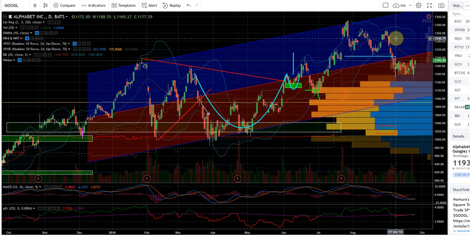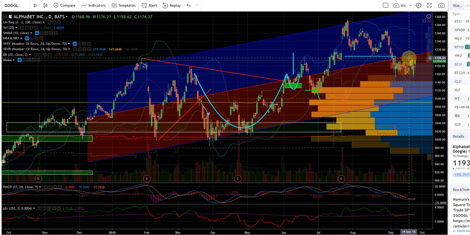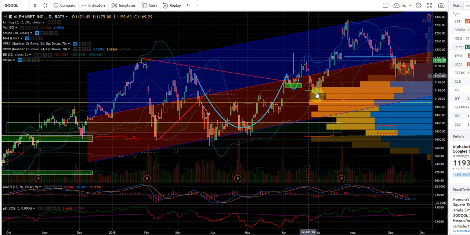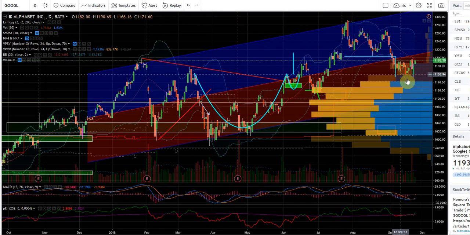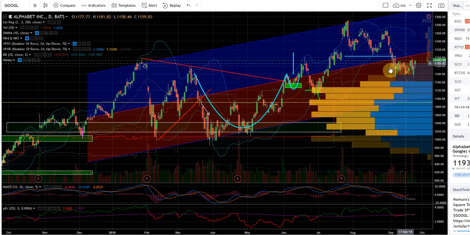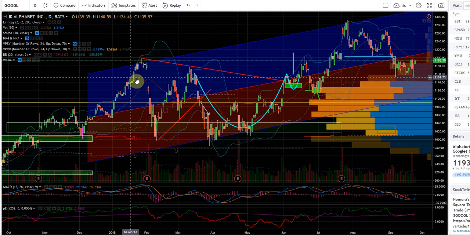Usually it becomes visually natural for you. In fact, if I look left, the 1200 mattered a lot for a long time. Boom, failed. Boom, failed. Failed, finally busted through it, failed. This would have been ideal if they use it as support going forward. But again, this is a zone. I would draw a box here for the whole zone. It's consolidating in this zone. Not a big problem. So this is on the daily chart.